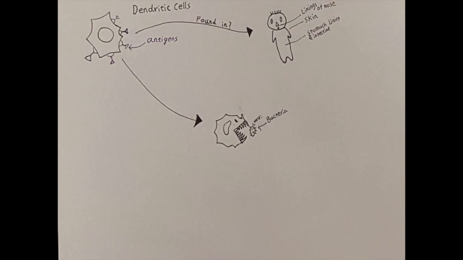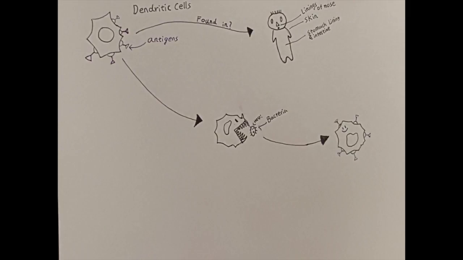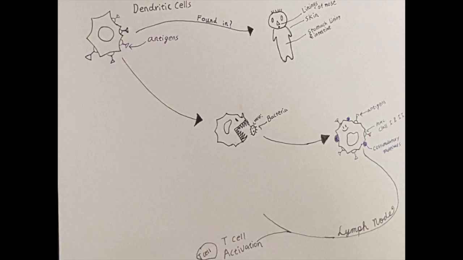They engulf foreign pathogens and display its antigens, which are foreign protein fragments, on their cell surface membrane through MHC class I and II proteins. The dendritic cells then migrate to the lymph node, where they interact with B cells and T cells to trigger the adaptive immune response. Specifically, MHC class I proteins stimulate CD8 cytotoxic T cells, while MHC class II proteins stimulate CD4 T helper cells.